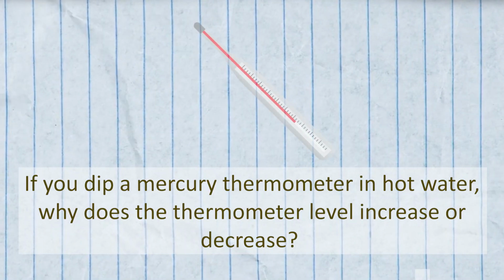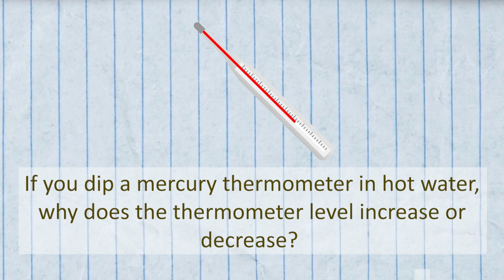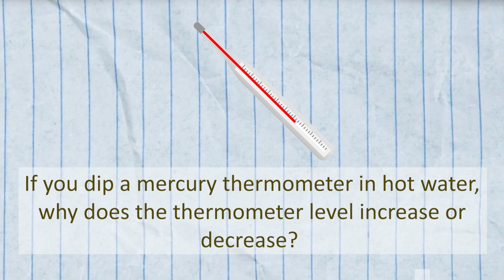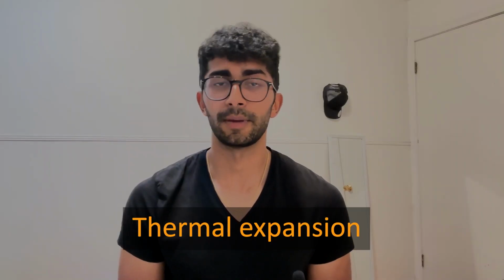Another question I was asked was, let's say you have a mercury-based thermometer and you dip it in hot water. Why does the thermometer level increase or decrease? Well, the answer again is thermal expansion. Mercury is a metal, and therefore, because of its coefficient of thermal expansion, it expands and contracts according to the temperature it's put in. So if you notice, there is a pattern to these thermodynamic questions. You just need to memorize these concepts and a couple of formulas, and then you can basically answer any version of these thermodynamic questions put forward to you.